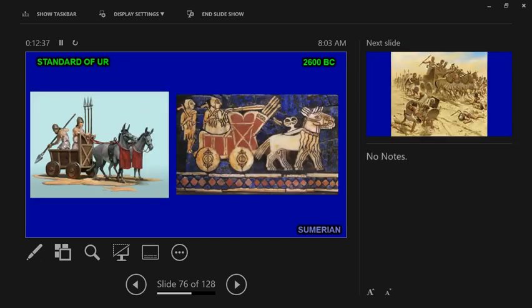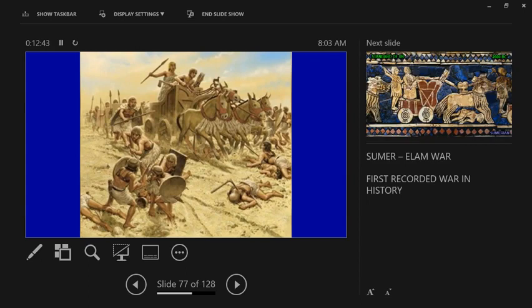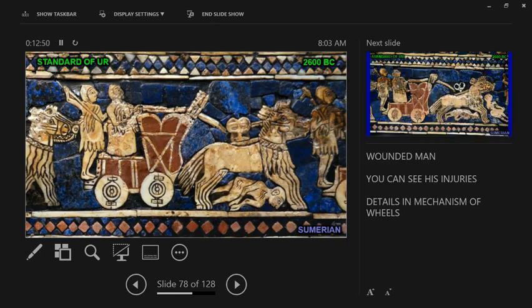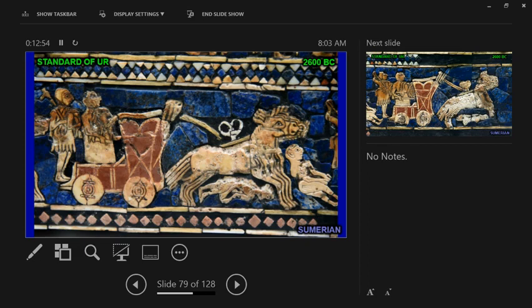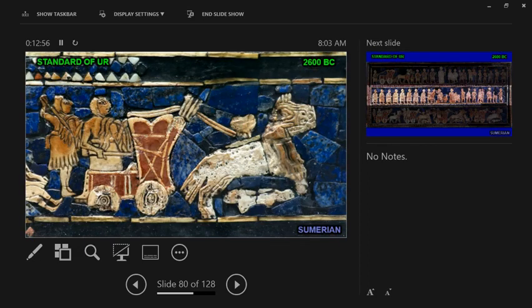And this is an artist's view of what the chariots would have looked like. A little bit different than the Greek chariots. Here's another view. And if we get a little bit closer, it gets a little bit crazier. And then that's the last one.